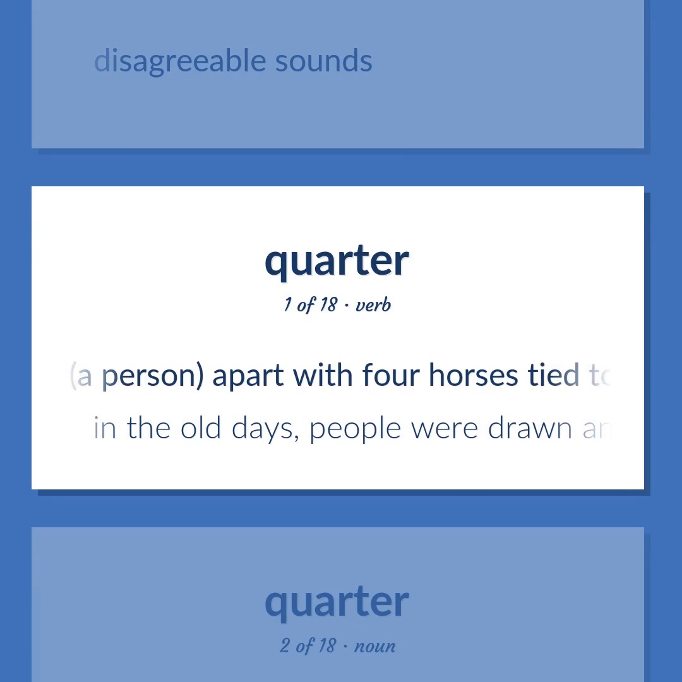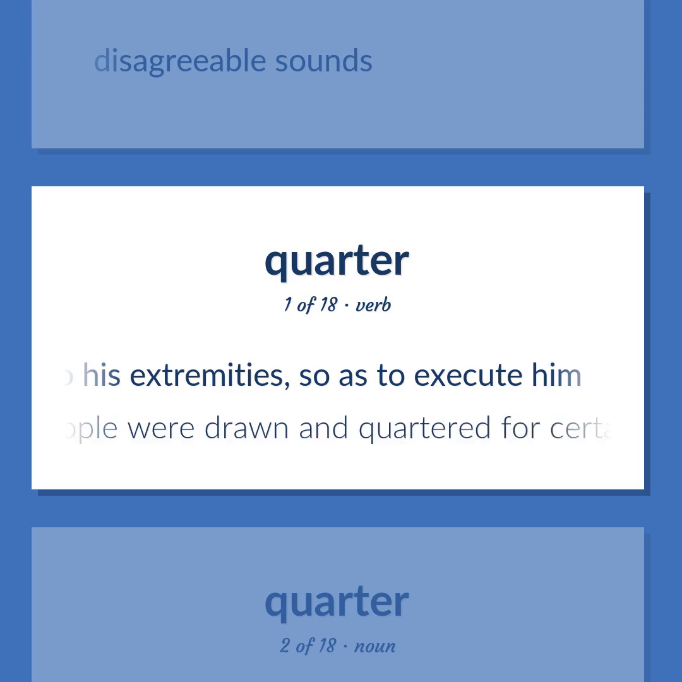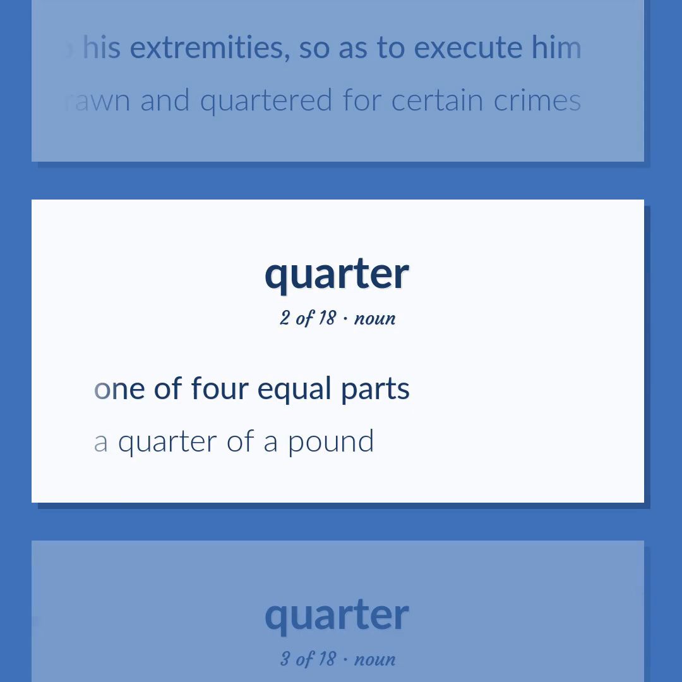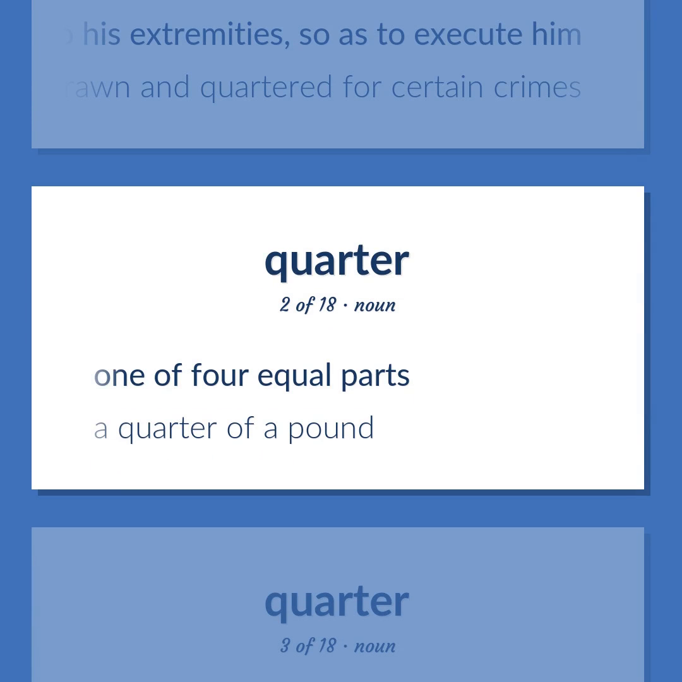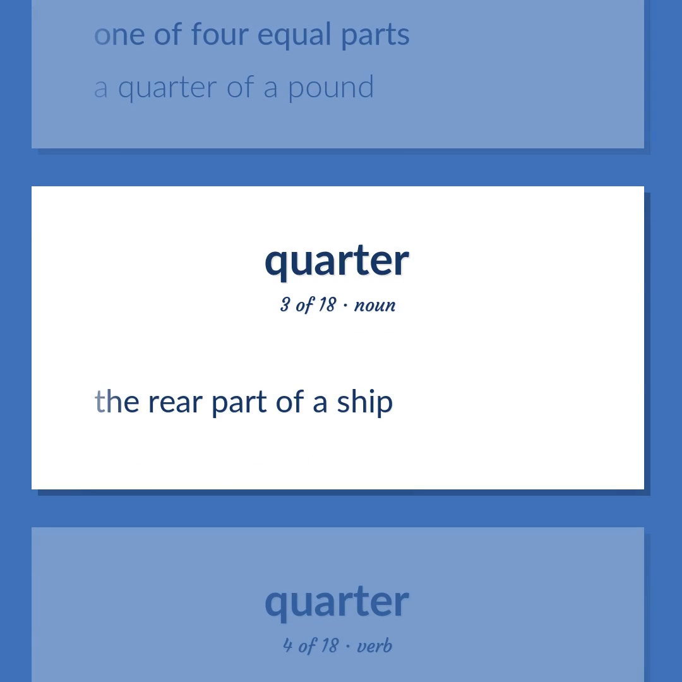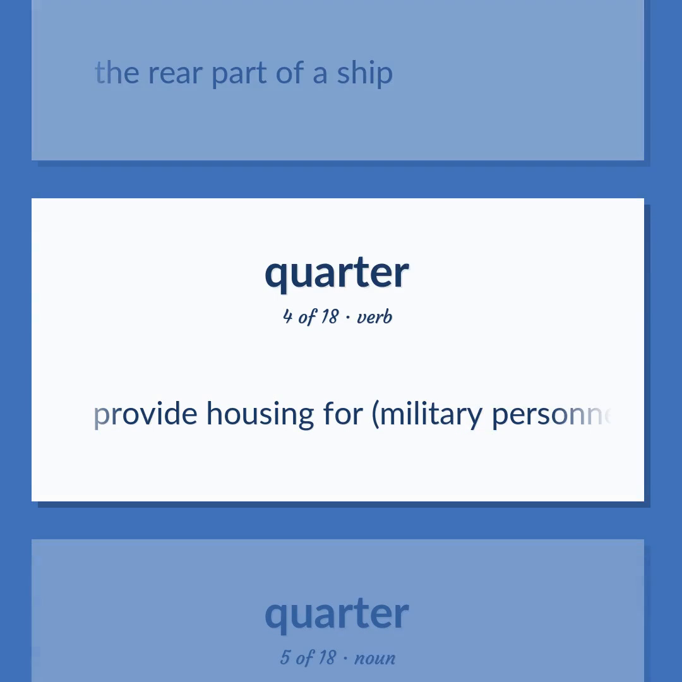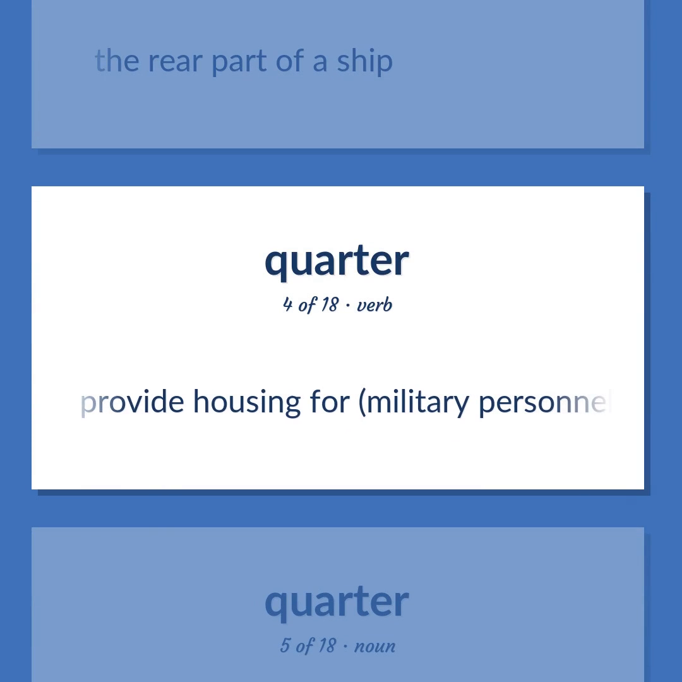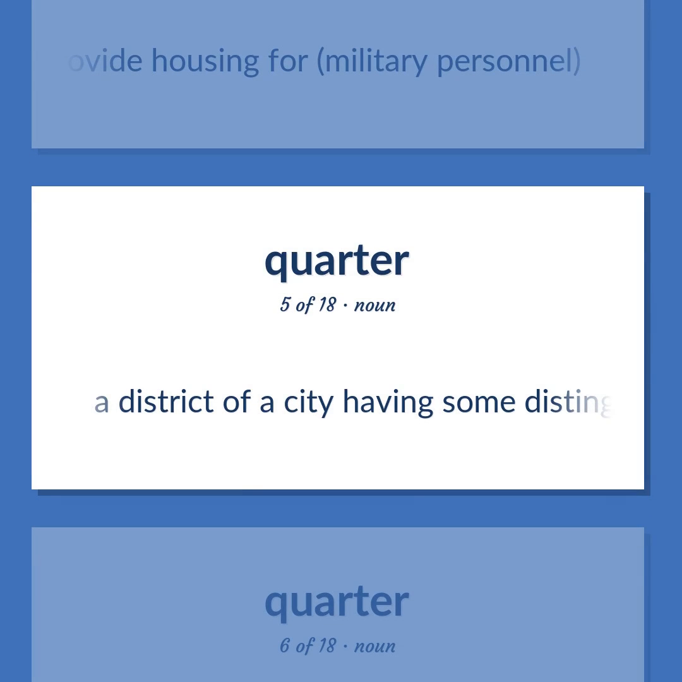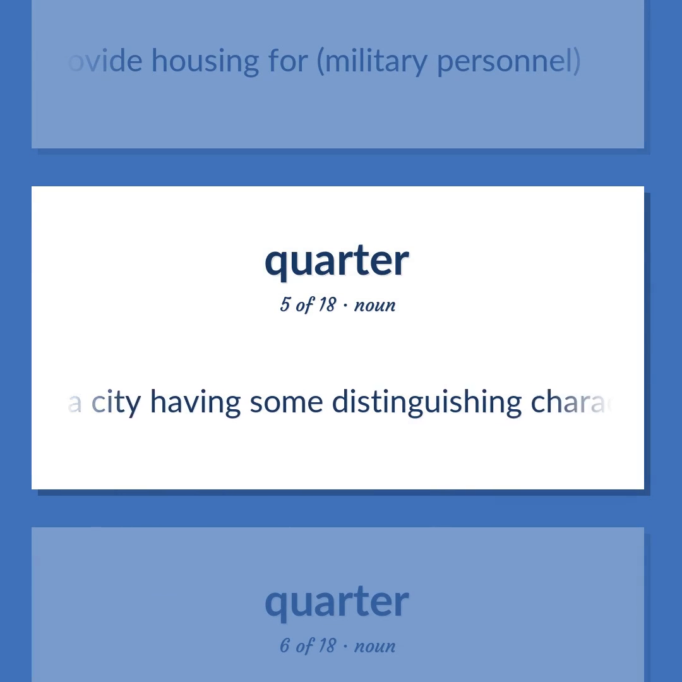Pull a person apart with 4 horses tied to his extremities, so as to execute him. In the old days, people were drawn and quartered for certain crimes. One of 4 equal parts. A quarter of a pound. The rear part of a ship. Provide housing for military personnel. A district of a city having some distinguishing character.